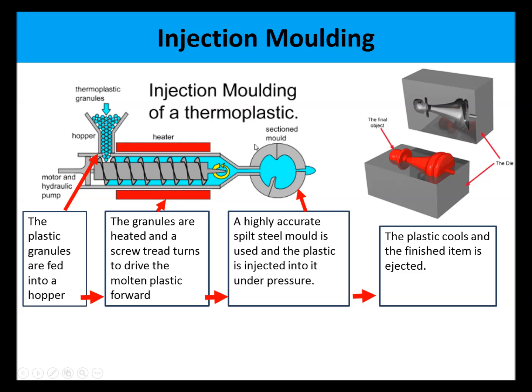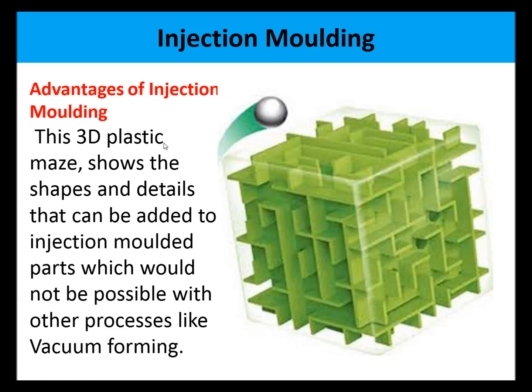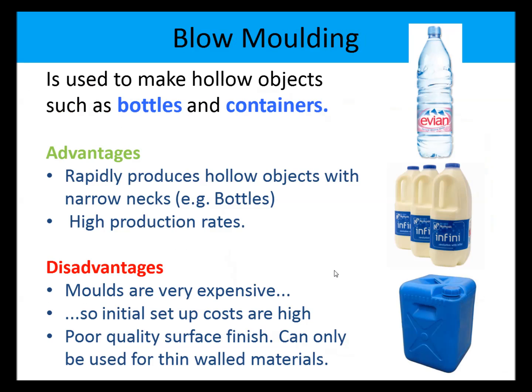That's injection moulding. The advantage of injection moulding: this 3D plastic maze shows the shapes and details that can be added to injection moulded parts, which would not be possible with other processes like vacuum forming. So you can see that this product, which can be made by injection moulding, couldn't be made by vacuum forming. So that is the difference between injection moulding and vacuum forming.